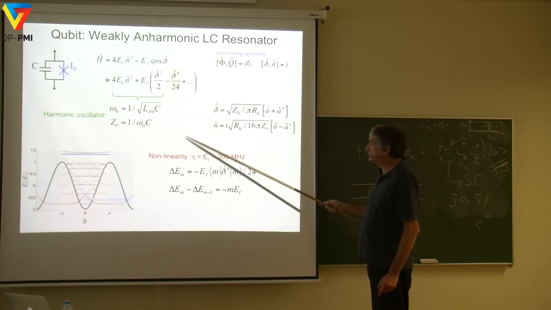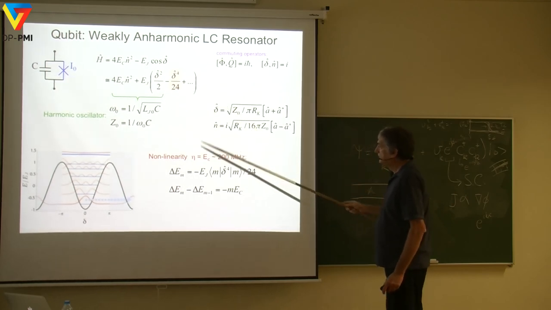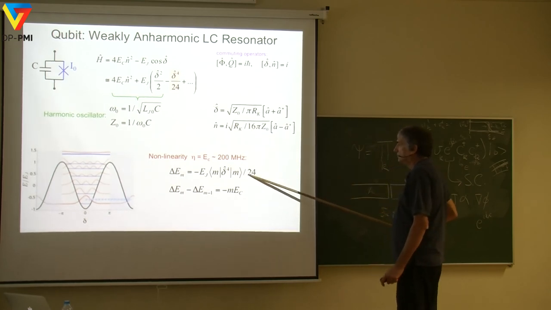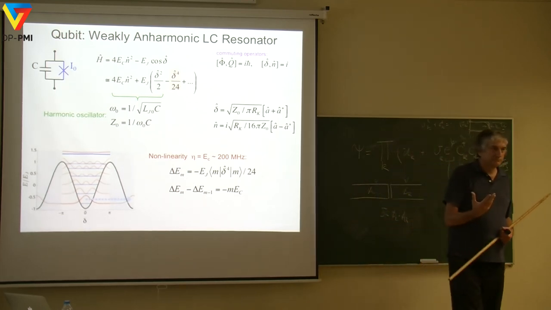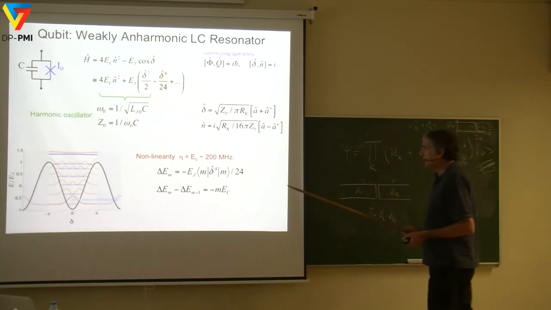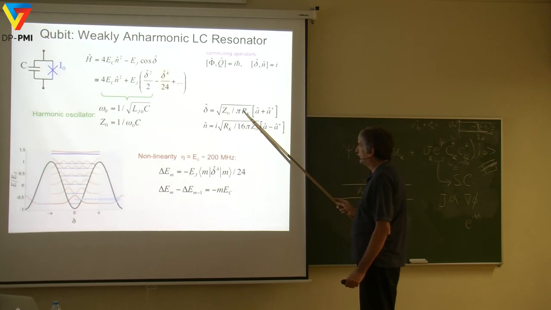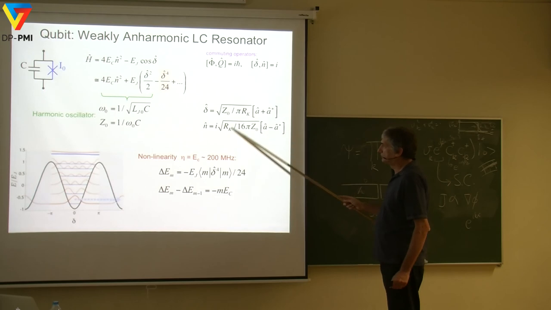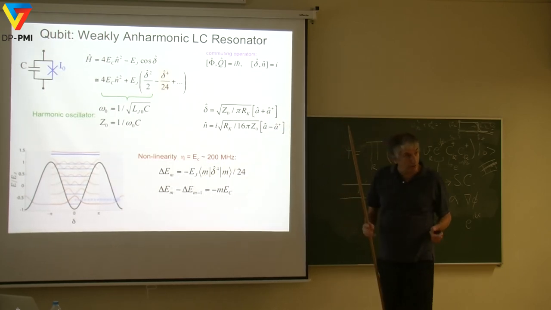So the second order corrections are just EJ times minus sine times delta to the fourth divided by 24, divided by the harmonic oscillator states, the unperturbed states. That's just standard first order quantum mechanics. Now we have to know what delta is. Remember, delta is the square root of impedance over RK times A plus A dagger. So basically, you're going to get some constant to the fourth power times EJ and A plus A dagger to the fourth power.